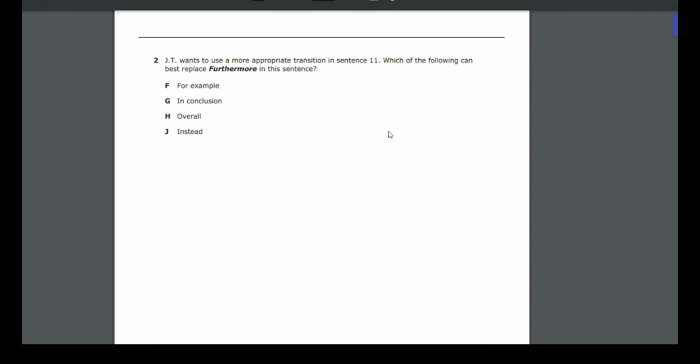Okay, on to question number 2. When you look at this question, you see, which of the following can best replace furthermore in this sentence? Well, first thing we do is we say that this is a dictionary question. So you train the students to pull out their dictionary, look up what furthermore means, and then find the one that best fits it. So there's no need to go and read sentence 11. All we need to know is what is the definition of furthermore and which one of these best replaces it.